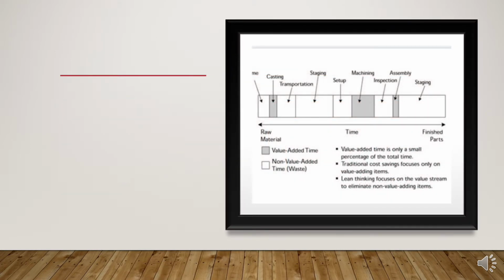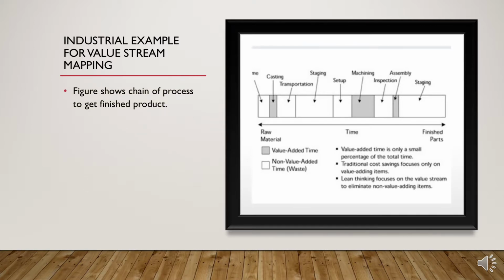Let's see an example of an industry which uses value added and non-value added time. The screen on the right of your desk shows some of the manufacturing process of a steel nut. The figure shows the chain of processes to get the finished product, that is, a steel nut, in the manufacturing product layout.